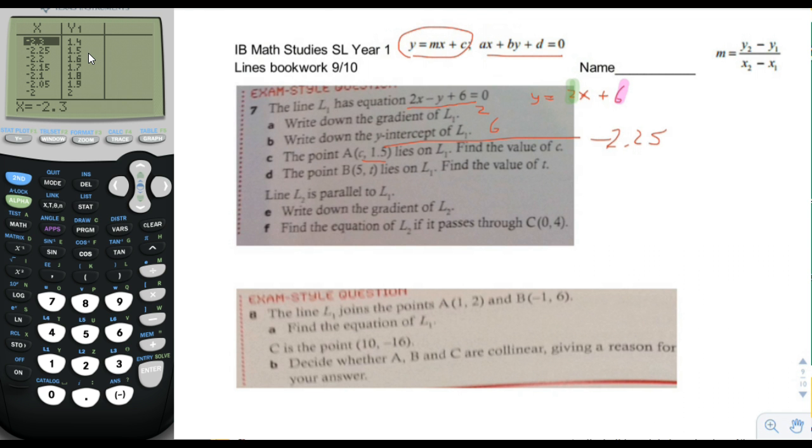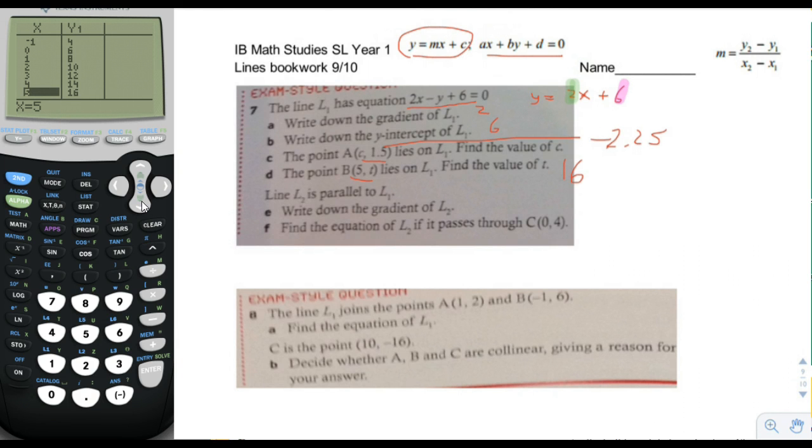Find the value of c. So that's c. The point B, 5 comma t, lies on L1. Find the value of t. So at x equals 5, what's y equal to? So we just move the cursor up to 5, and since it's maybe jumping by too much, let's change the jump back to 1. Okay, and then we're going to look for what y equals when x equals 5. And y is just equal to 16, right?